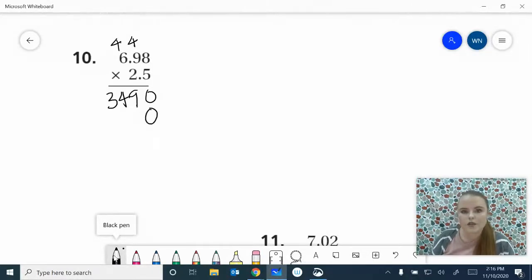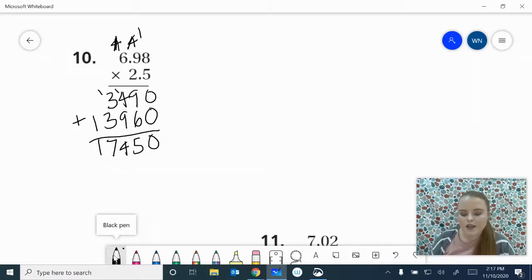Add that 0. Do not forget the 0. 2 times 8 is 16. 2 times 9 is 18, plus 1 is 19. 2 times 6 is 12, plus 1 is 13. Let's add it up. 9 plus 6 is 15. 9 plus 5 is 14. 3 and 3 and 1 is 7. And bring that 1 down.